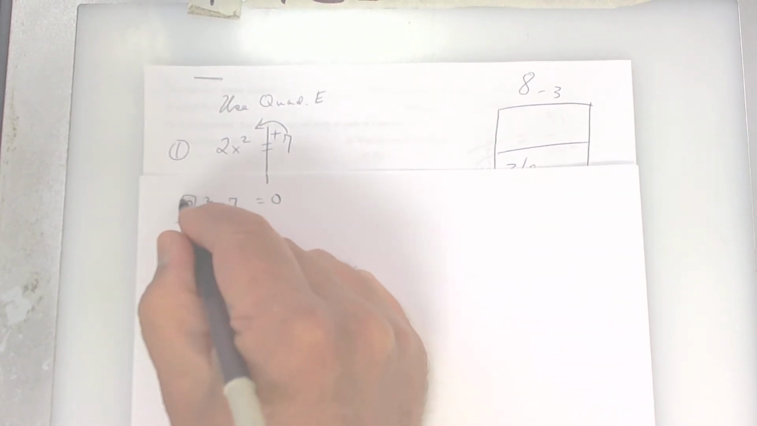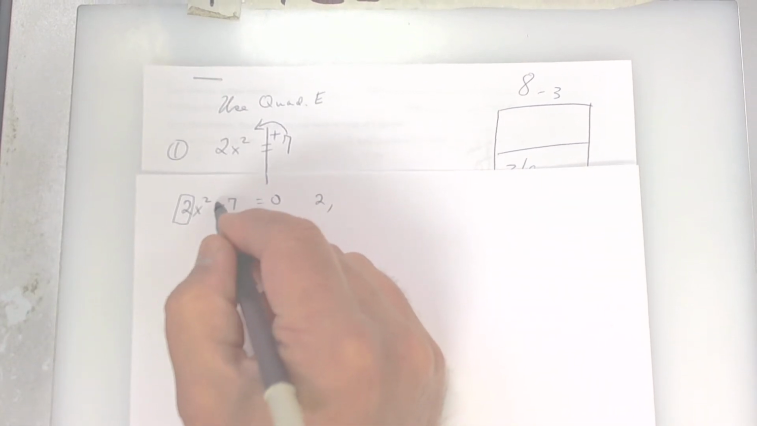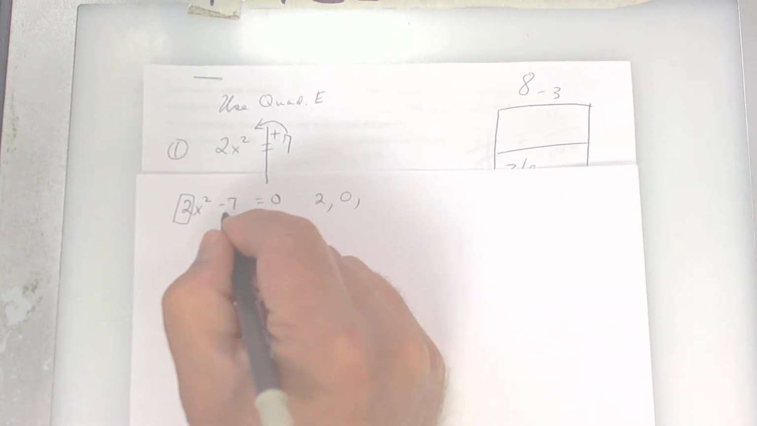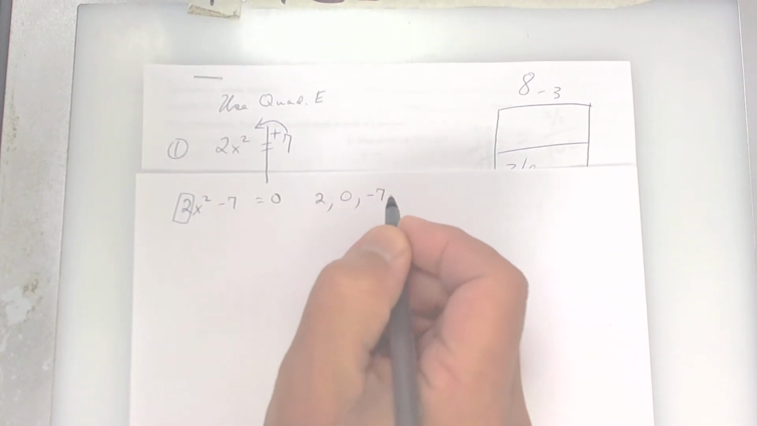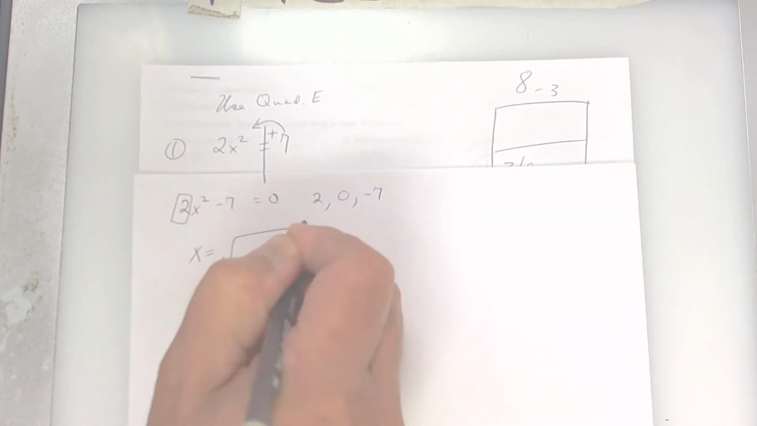Well, the A here is 2. The B is the number in front of the X. There is no X, there's an X squared. So the B is 0, and the C is -7. And there we go.